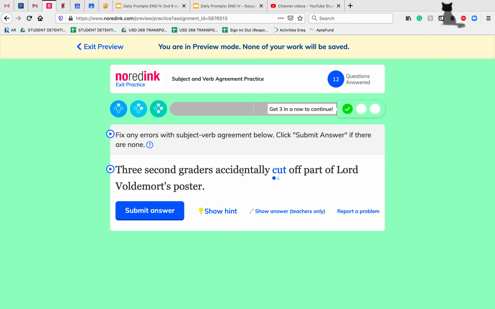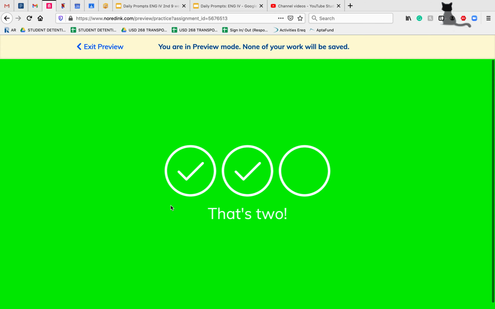3 second graders accidentally cut off part of Lord Voldemort's poster. We want to use the number 3 on this one, so plural. Cut is correct, that is plural, so those are all good.